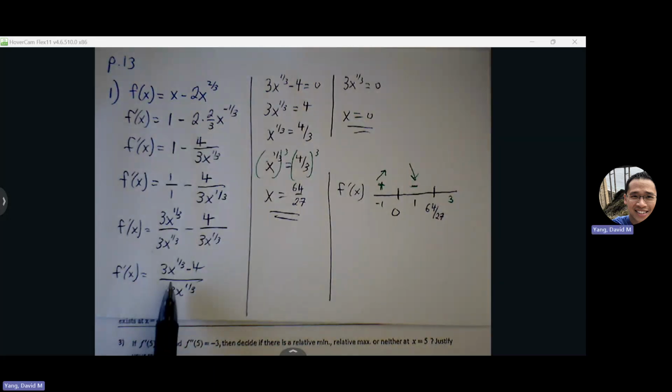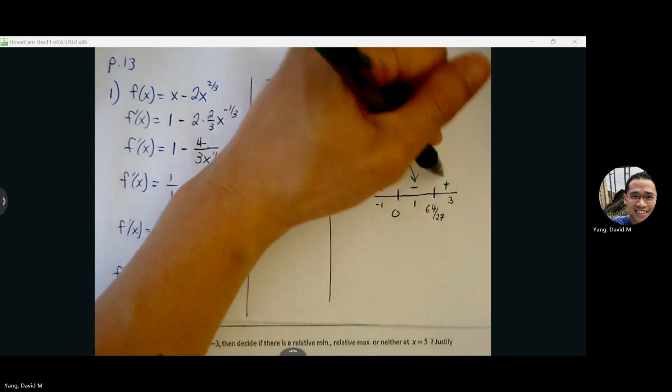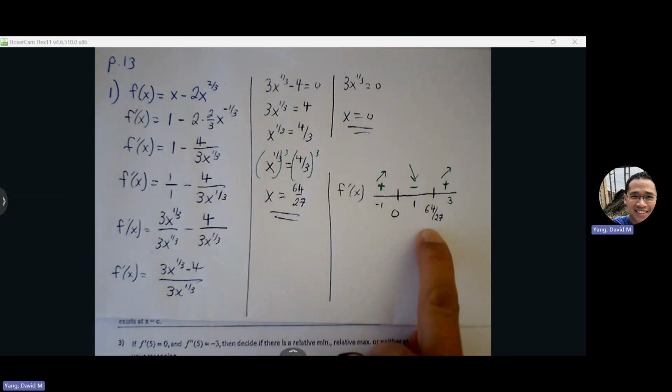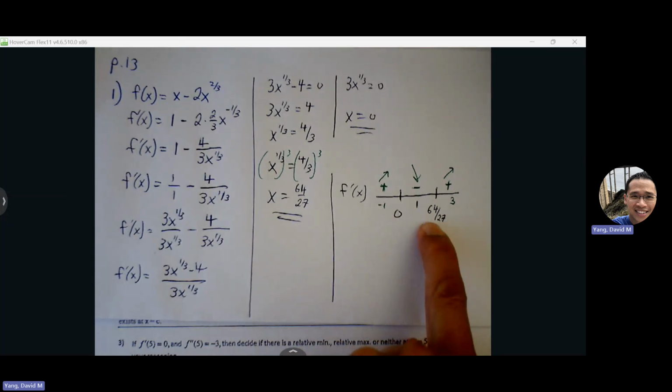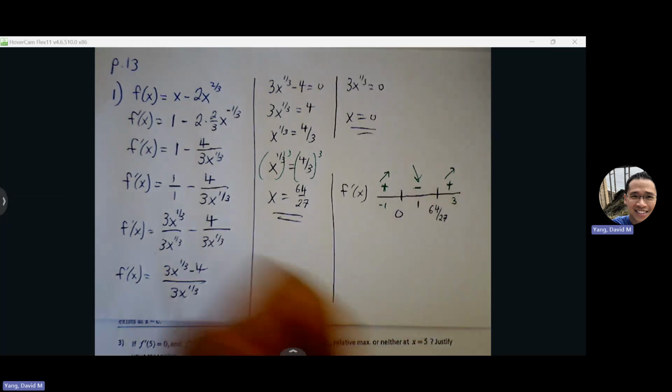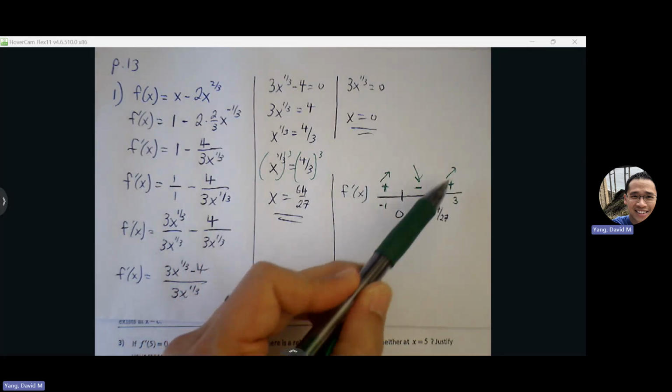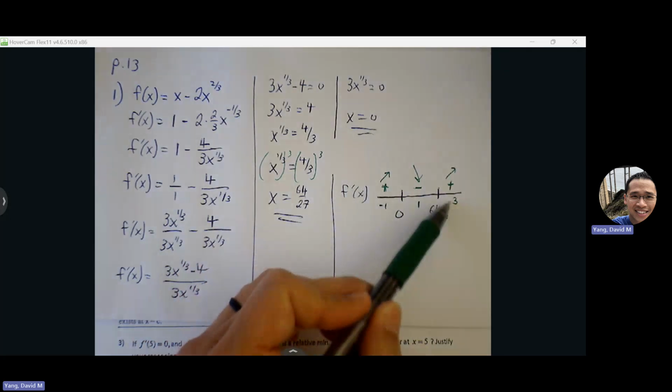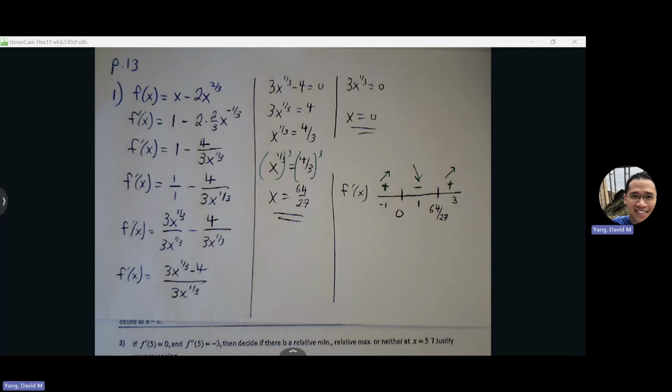If I plug 3, I'll get 3 times cube root of 3. It's going to be slightly more than 4. So this is positive over a positive. So we can see that there's a relative max at 0, a relative minimum at 64 over 27 because of the slope behavior, right? Decreasing followed by increasing. We're going to get a valley of the graph, which we can say is a relative minimum.